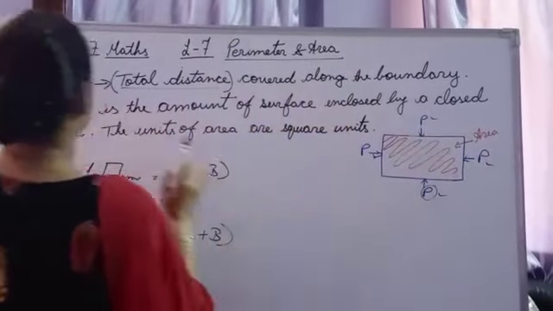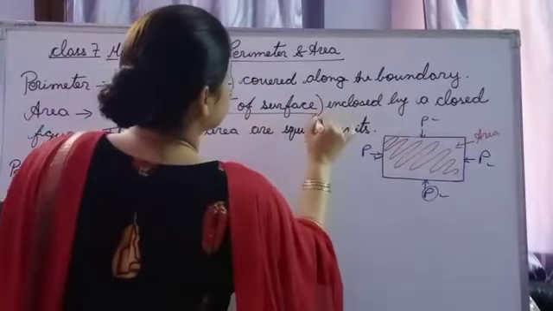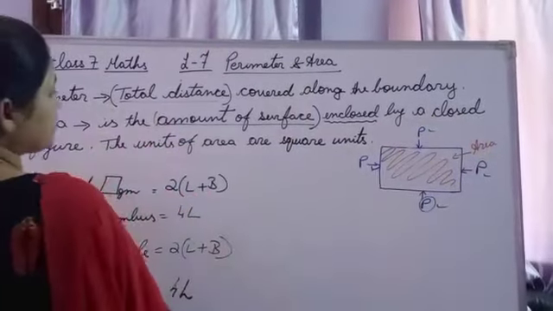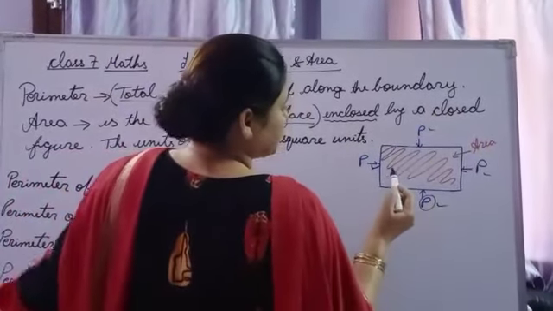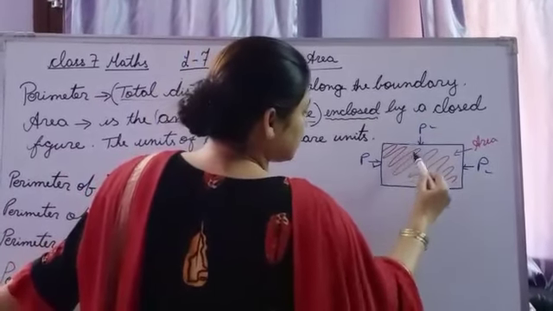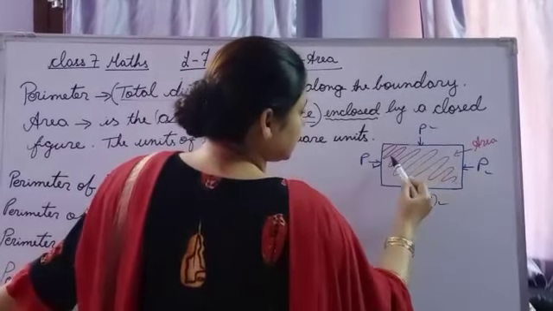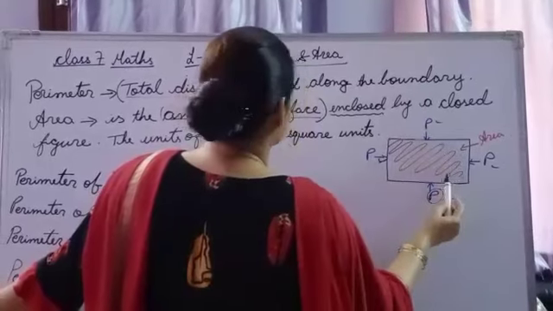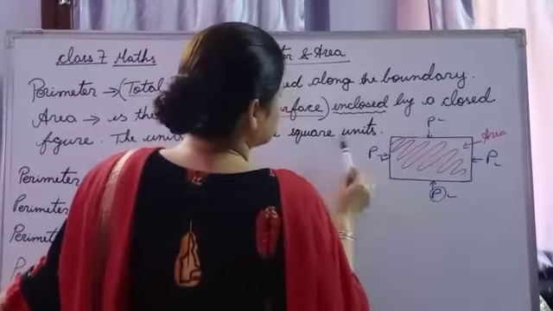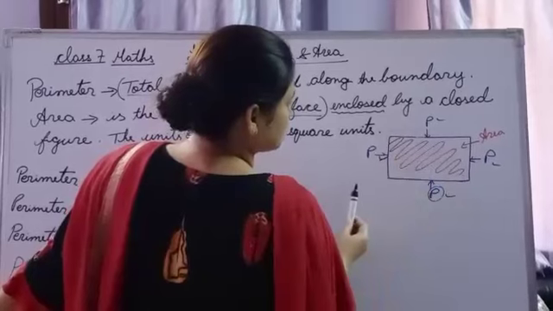Now, what is area? Area is the amount of surface enclosed by a closed figure. We have already studied closed figures and open figures in our previous chapters. This is a closed figure. The region I have shaded with the red pen is called the area. The units of area are square units, such as meter square, centimeter square, etc.